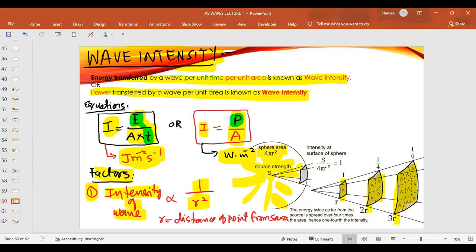R is the distance of the point from the source. This is the inverse square law. It means that a wave's intensity decreases by the square of the factor if the distance from the source increases. So if the distance is twice, the intensity would be like this. This is R distance from the source. So intensity was I, and if the distance becomes 2R, intensity becomes I by 4. If the distance becomes 3R, then intensity becomes I by 9, because I is inversely proportional to R square.